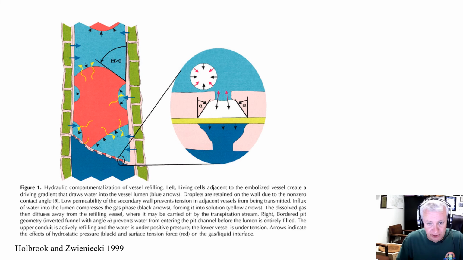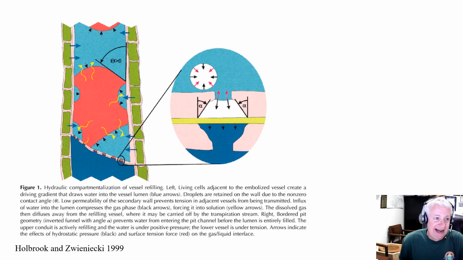So Missy Holbrook and her lab in the late 90s published a paper sort of outlining what would be necessary for this to happen. And essentially, it needs to involve living cells in the xylem. So those would likely be parenchyma cells associated with ray files. They would need to pressurize water and pump it into embolized vessels.